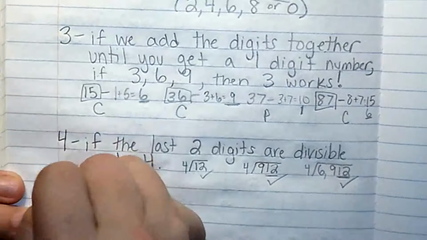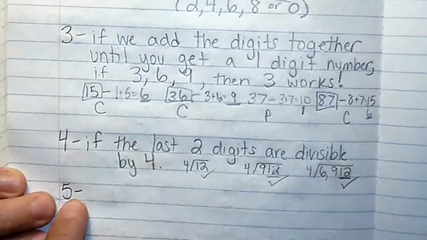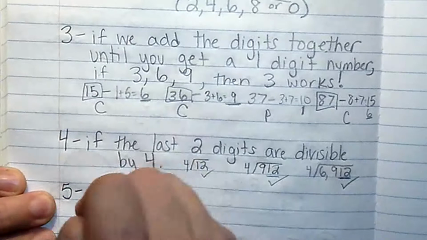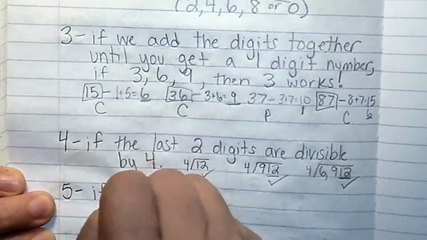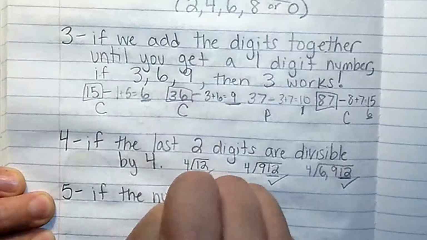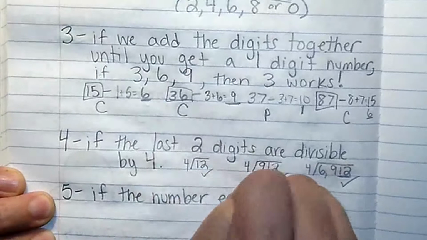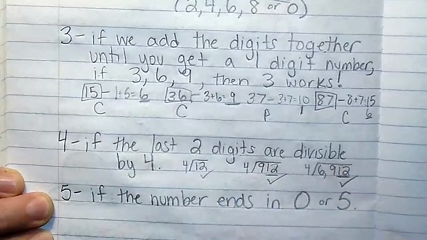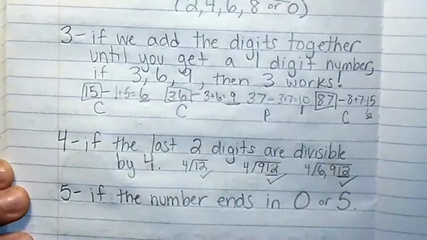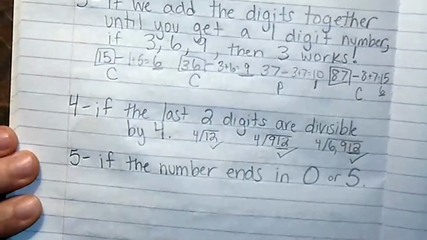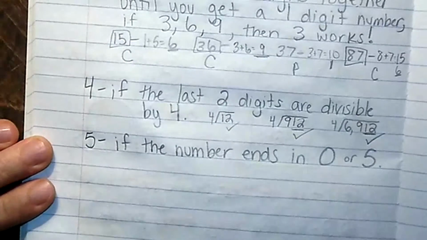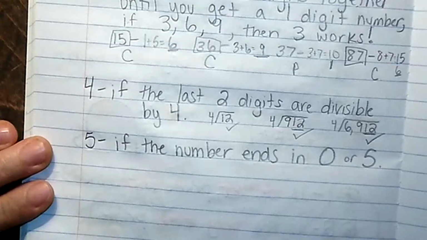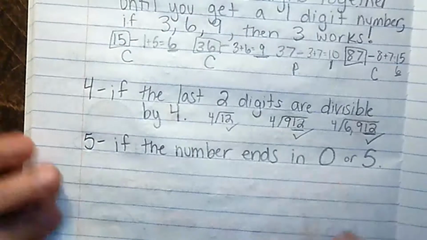5 is an easy one. Everybody picks up on this one really quick. 5 works if the number ends in 0 or 5. That's a great one. That means if it ends in 10, it works. Ends in 20, it works. 30, it works. 35 still works. It just has to end in a 0 or a 5.